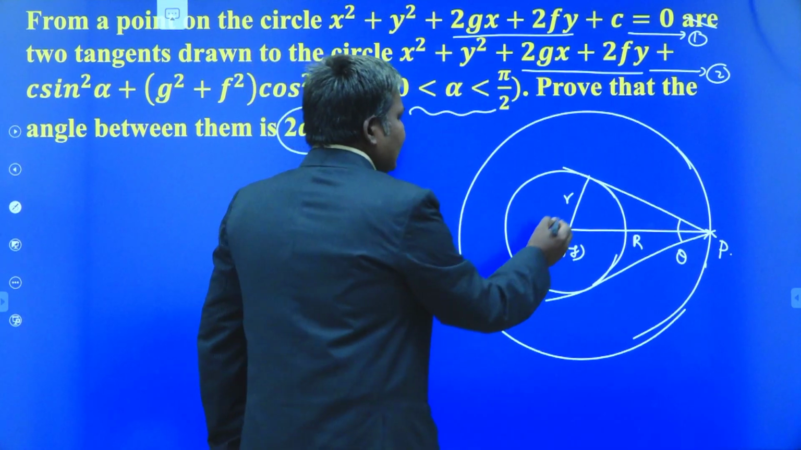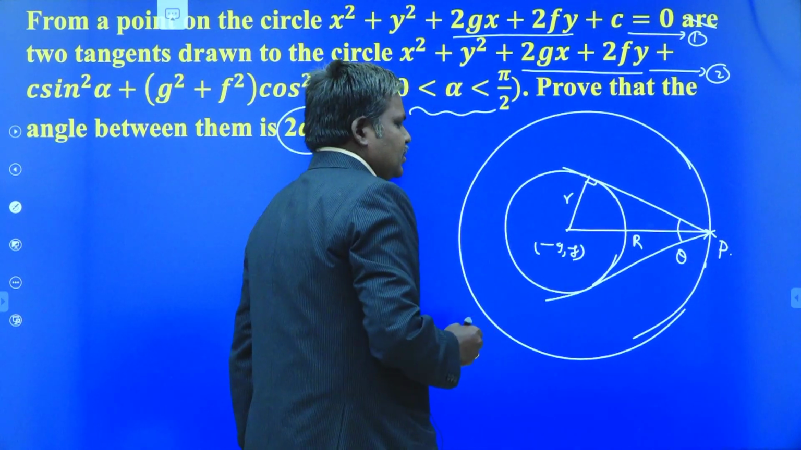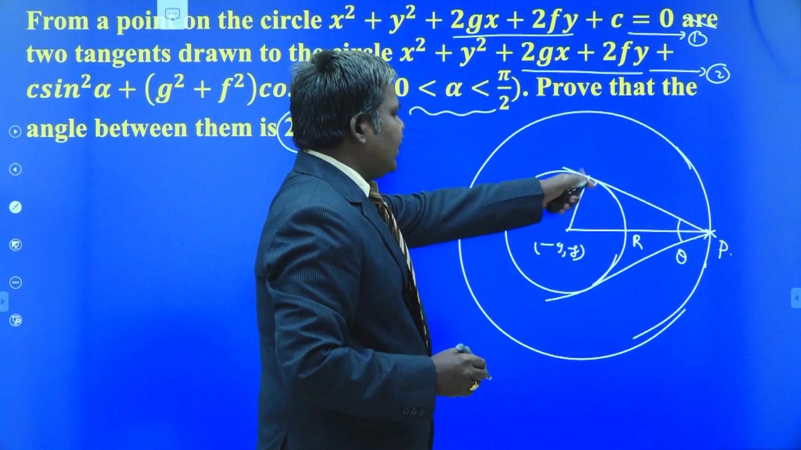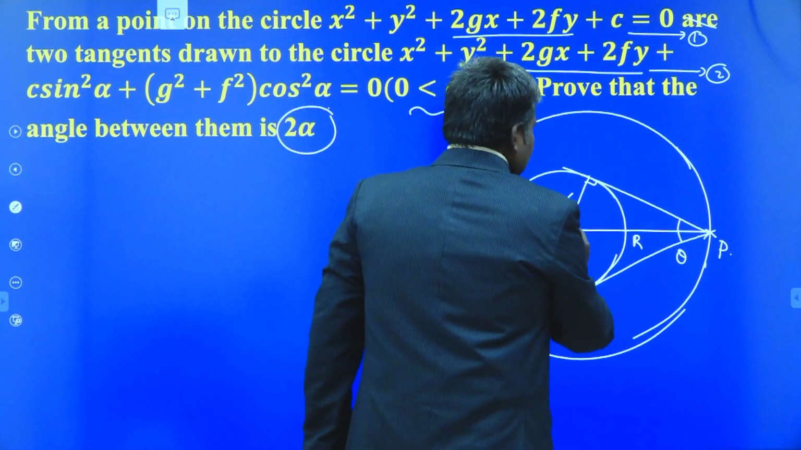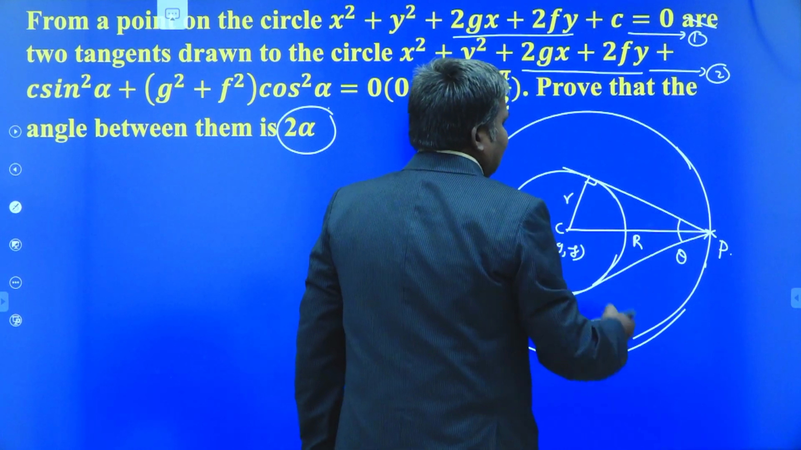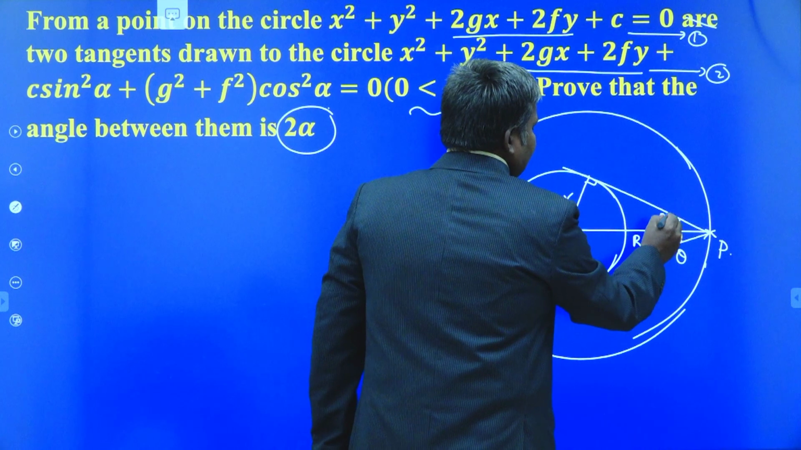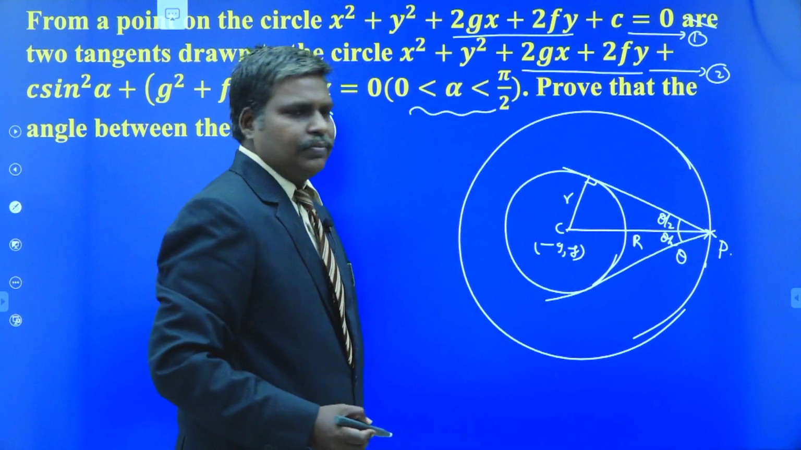What is the angle between these two lines? 90 degrees, because the corresponding radius and tangent always maintain 90 degrees. And this is the line joining C to P, which divides the angle between the pair of tangents, so immediately we obtain theta by 2, and this is also theta by 2.